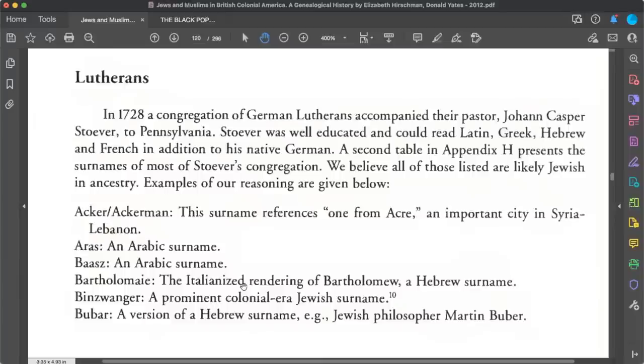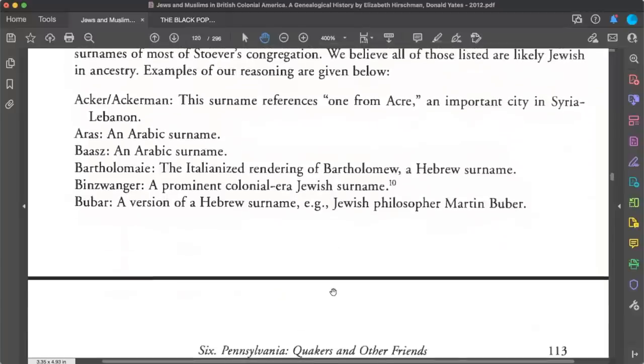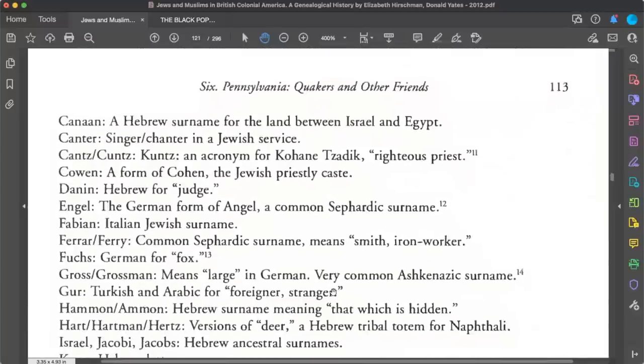Ackerman, this surname references one from Acre, an important city in Syria, Lebanon. Aras, an Arabic surname. Bas, an Arabic surname. Bartholomew, the Italianized rendering of Bartholomew, a Hebrew surname. Binswanger, a prominent colonial era Jewish surname. Bubar, a version of a Hebrew surname. Example, Jewish philosopher Martin Buber. Canaan, a Hebrew surname for the land between Israel and Egypt.